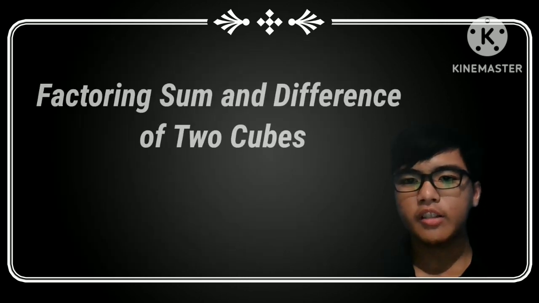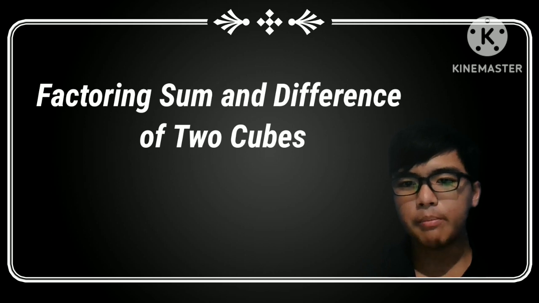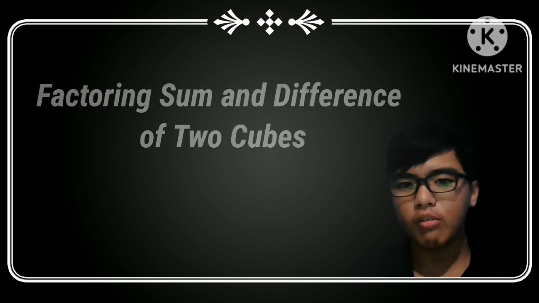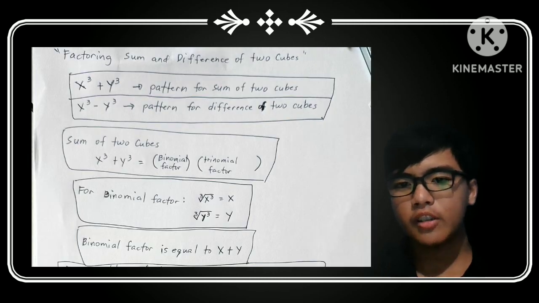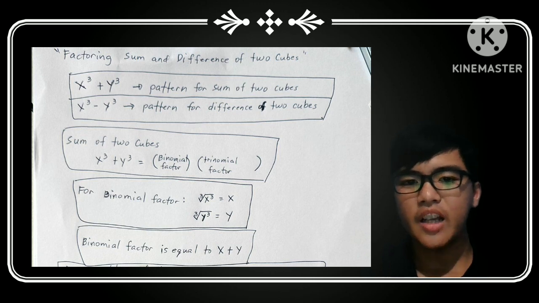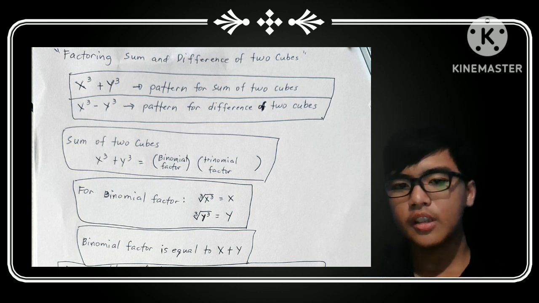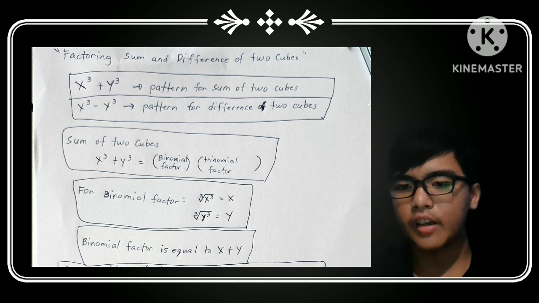Next, we will do factoring the sum and difference of two cubes. We have here two different patterns. x cubed plus y cubed is the pattern for the sum of two cubes, and x cubed minus y cubed is the pattern for the difference of two cubes. So let's start. With the sum of two cubes, prepare two sets of parentheses for the factors. The first parenthesis is for the binomial factor, and the other set is for the trinomial factor.